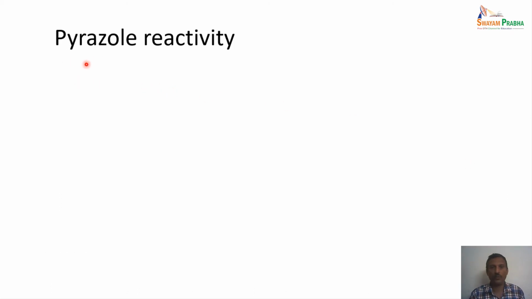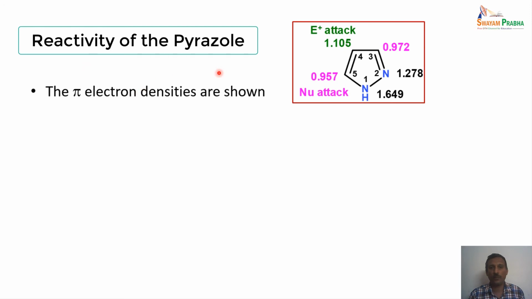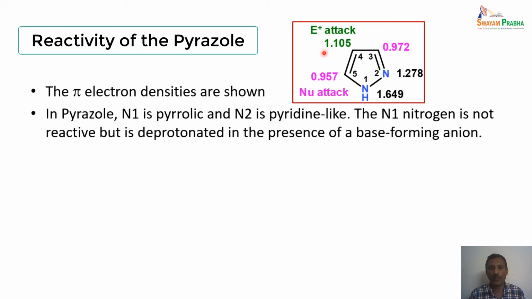Let us look at pyrazole reactivity. The pi electron densities are shown here. This NH nitrogen has the highest electron density at 1.649, and C5 has the least electron density at 0.957. The third carbon also has a low electron density at 0.972. The other nitrogen has an electron density of 1.278, and carbon 4 has an electron density of around 1.105.